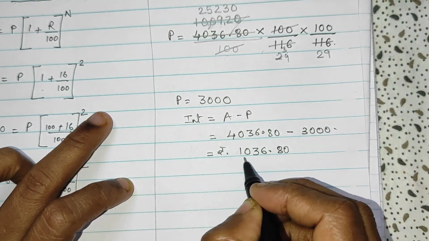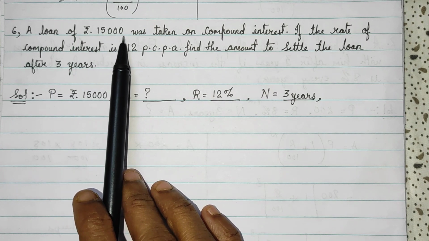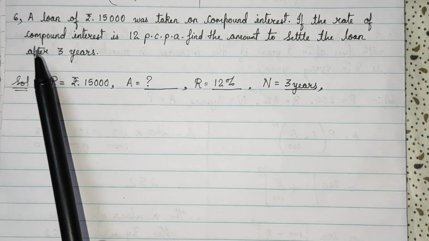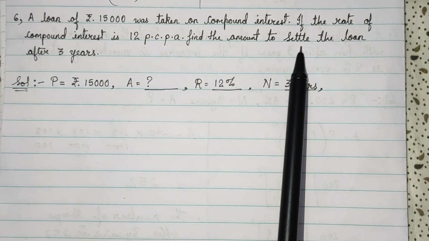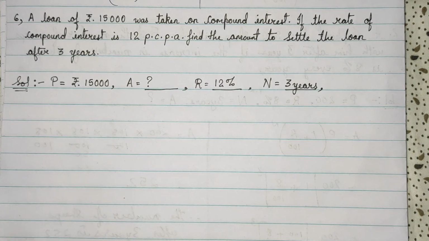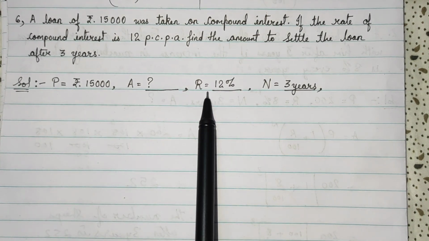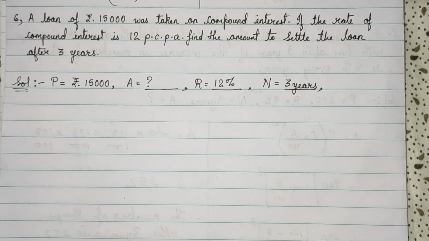6th sum. A loan of rupees 15,000 was taken on compound interest. If the rate of compound interest is 12% per annum, find the amount to settle the loan after 3 years. So here we have principal, we have rate and we have number of years as well. So we have to find the amount.